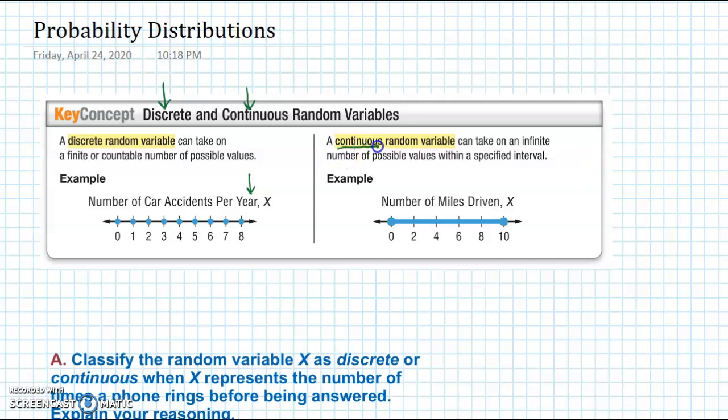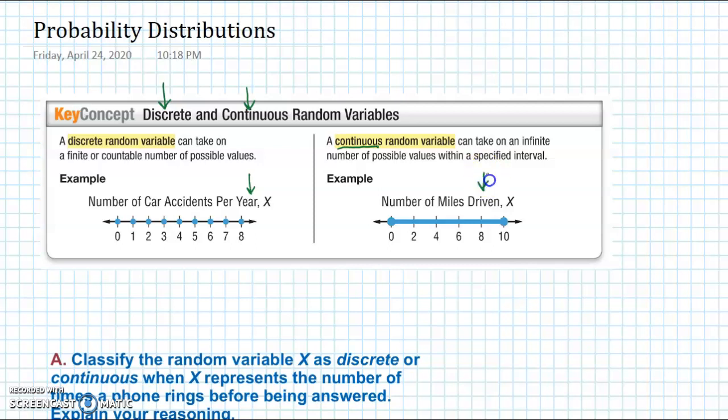A continuous random variable can take on an infinite number of possibilities. So all of the numbers between 0 and 10. Well, technically, we have all the whole numbers 1, 2, 3, 4, 5, 6, 7, 8, 9, 10, but we also have fractions and decimals in between those numbers. So there's technically an infinite number of numbers there.